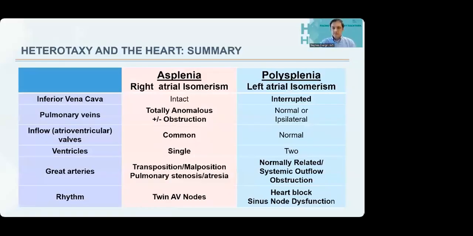I'll take you back to that summary that Steve showed. Recall that in asplenia, the pulmonary veins are often anomalous with or without obstruction. Atrioventricular canal defects are common and are often right or left dominant, favoring one ventricle. And there's often a single outflow tract due to pulmonary stenosis or atresia. And as a result, single ventricle heart disease is much more common in patients with asplenia than polysplenia, with most case series reporting a 2 to 3-fold higher risk of single ventricle heart disease in patients with asplenia.